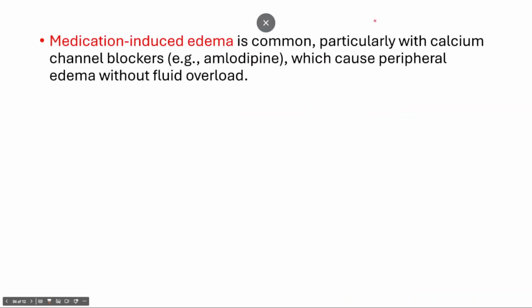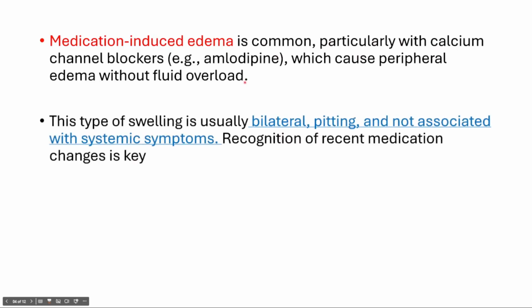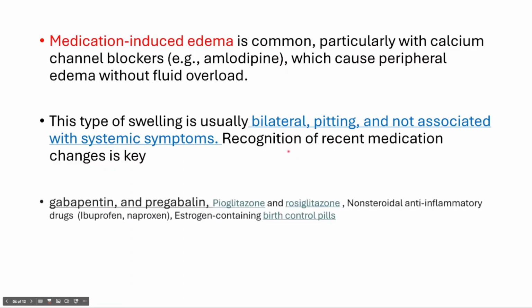Another cause is medication-induced edema, particularly seen with calcium channel blockers. Medication called amlodipine, which is probably the most common hypertension medication, causing peripheral edema without fluid overload. This type of swelling usually affects both of the extremities. It's pitting and not associated with systemic symptoms. Recognition of recent medication changes is key.